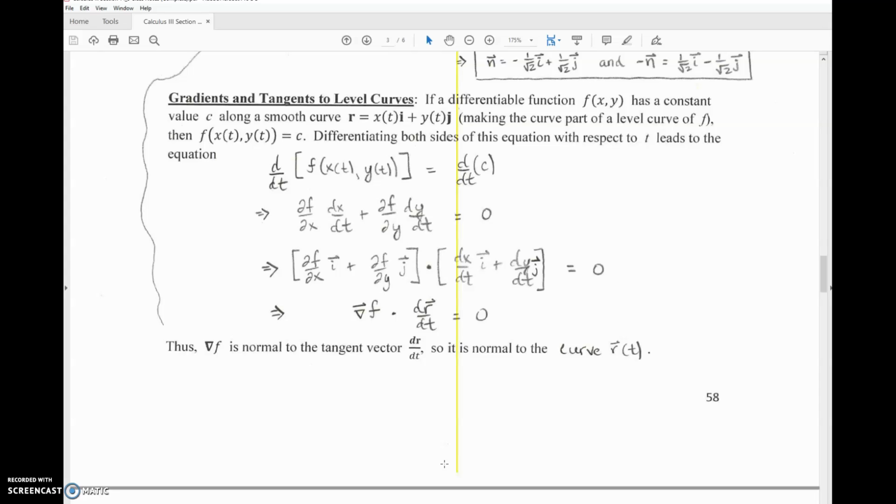Here in section 14.5, in the chapter on partial derivatives, we're looking at gradients and tangents to level curves.